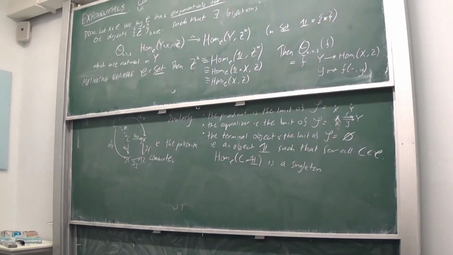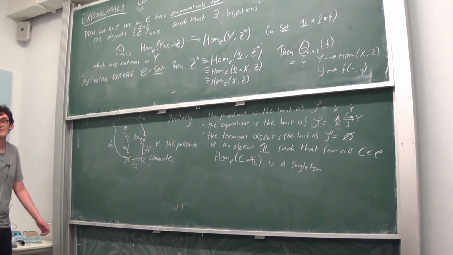It's worth noting also that James was very careful in the way he phrased this definition, to have exponentials as a property and not data, right? If there exists a family of objects such that there exist bijections, so it's a condition, not data.